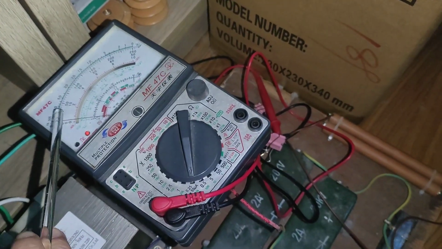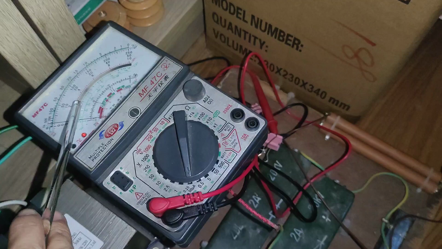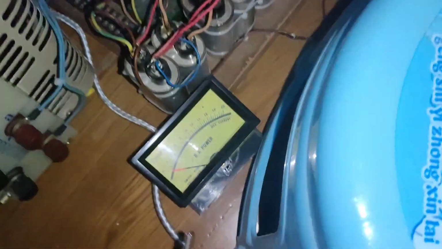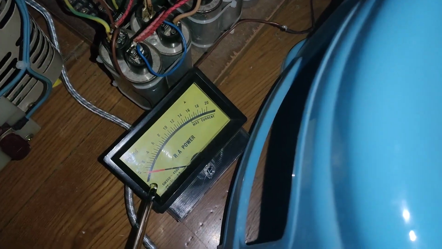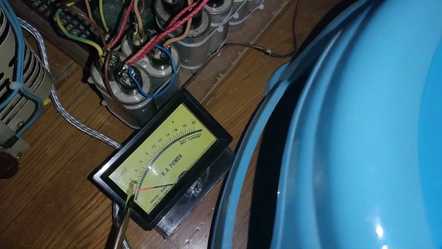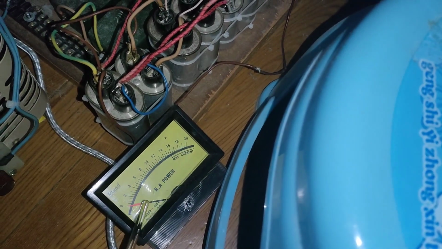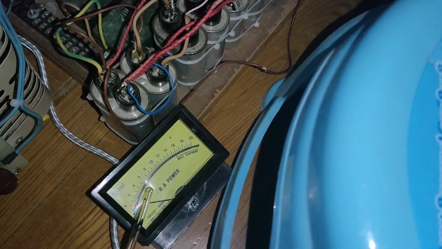So each scale means 1 kilovolt. So 1, 2, 3, 4, and 5 kilovolts. And this is a cathode current meter. Each one means, the fourth scale means 2 amps. So 200, 300, and 400 milliamps.